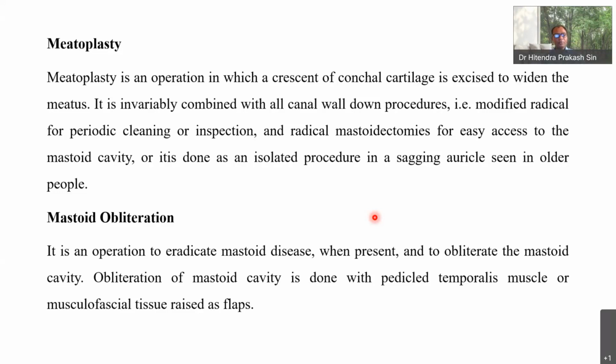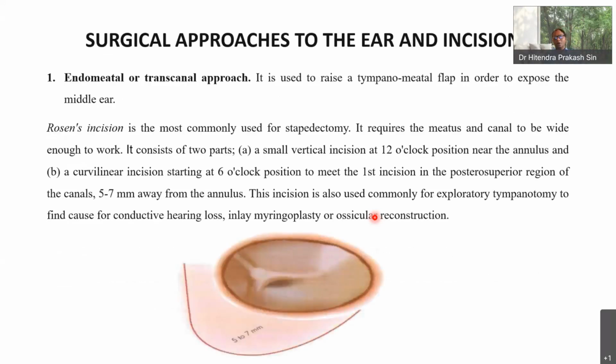Now, what is mastoid obliteration? In this operation, we eradicate the mastoid disease like in MRM, and after that we obliterate the mastoid cavity by pedicled temporalis muscle, musculofascial tissues, or some other materials. There are many methods. So, what are the surgical approaches to the ear and the incisions?